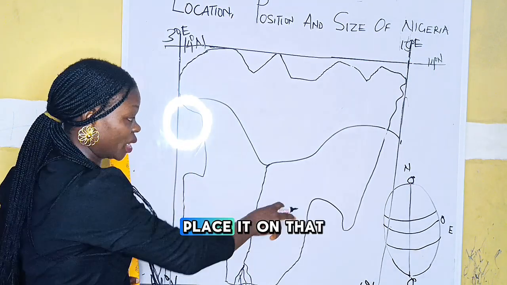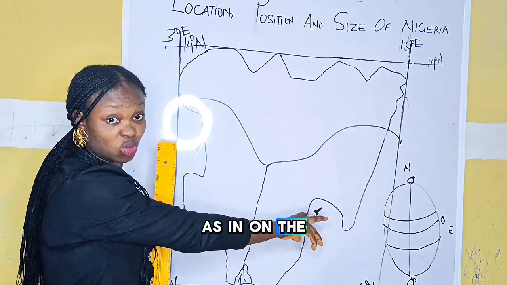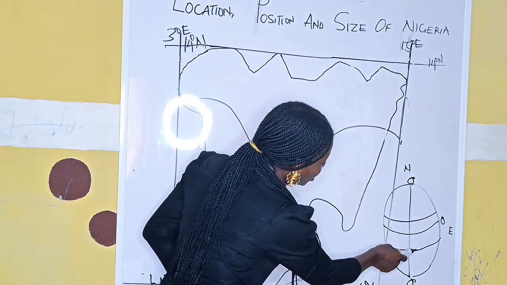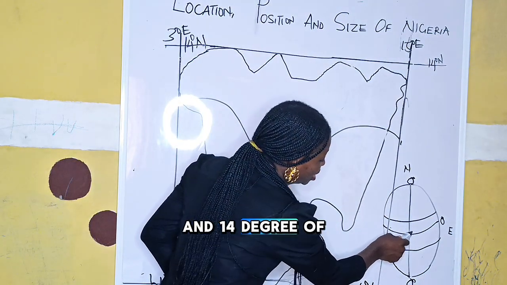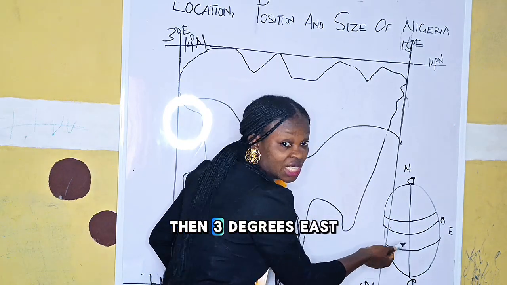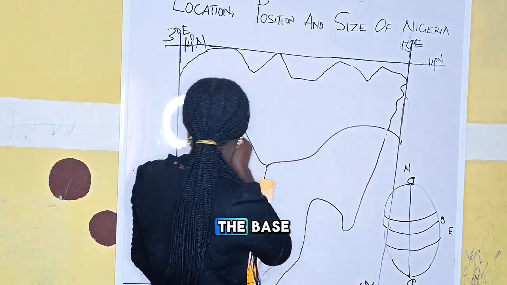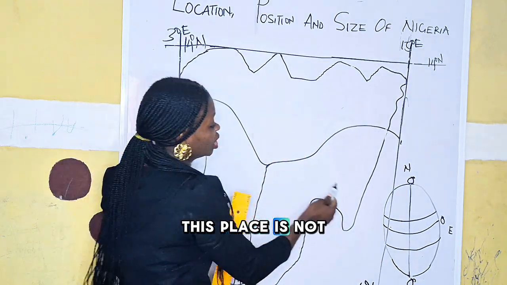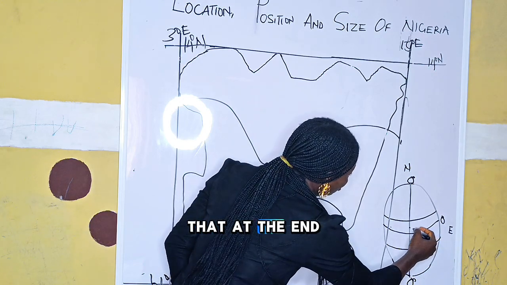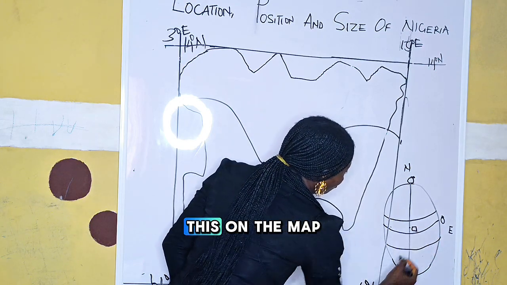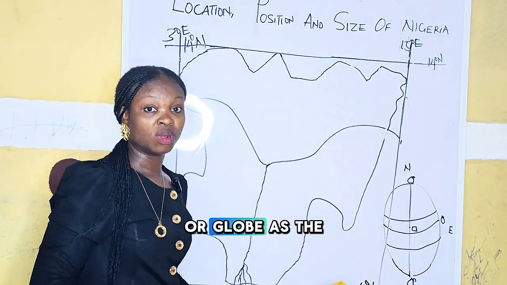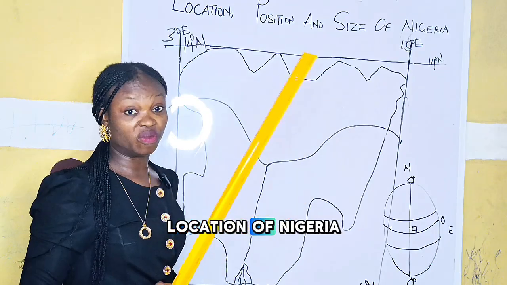If you want to place it on the globe that I drew there, what it means is that this is 0 degrees, right? So we have Nigeria on 4 degrees and 14 degrees of the equator. This is the equator and this is the Greenwich meridian. Then 3 degrees east and 15 degrees. What it means is that the base, the starting point, is not resting on 0 degrees, so it moved away. So at the end of the day, you have something like this on the map or globe, as the location of Nigeria.